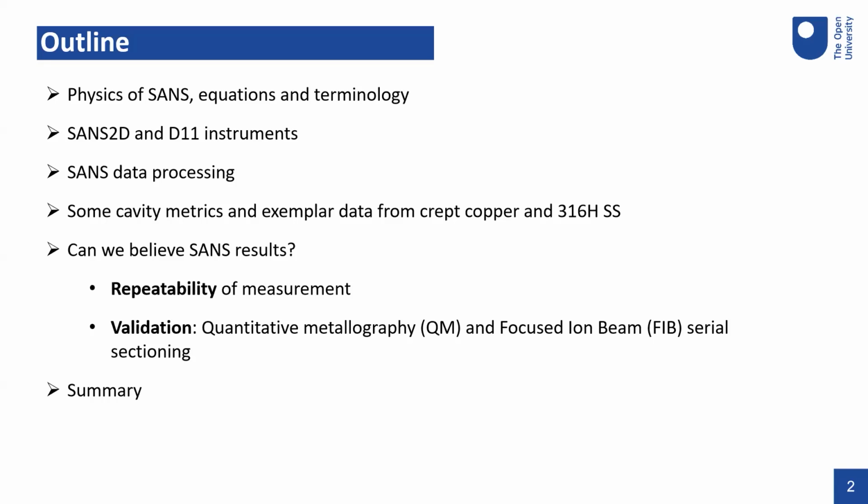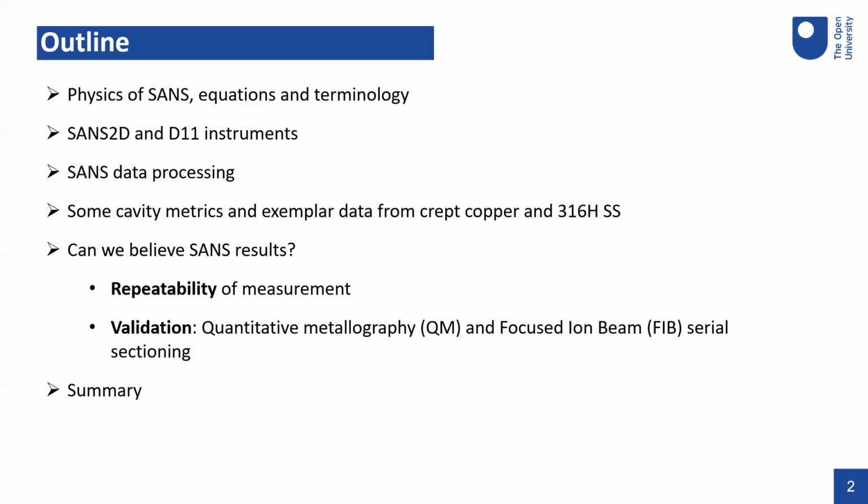Today we are looking at some physics about small angle neutron scattering, particularly for those who are not familiar with the technique, including some of the equations and terminologies. Then I'll take you through the two different instruments we have used for the research. One is SANS2D, which is in the UK near Oxford, and the other one is D11 in Grenoble.